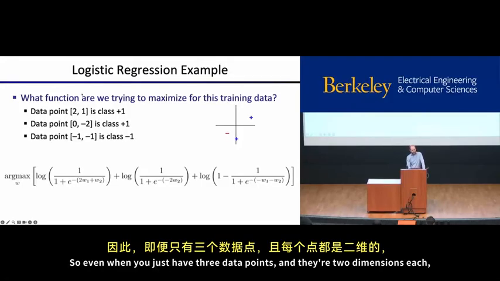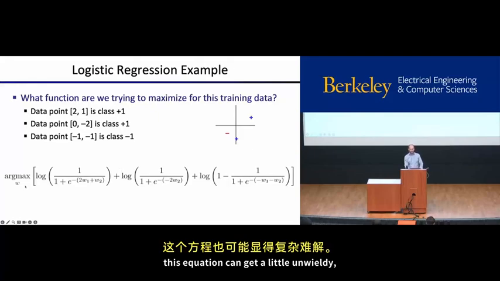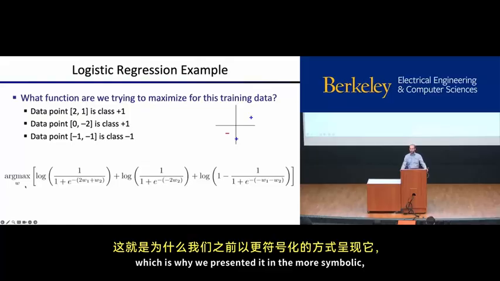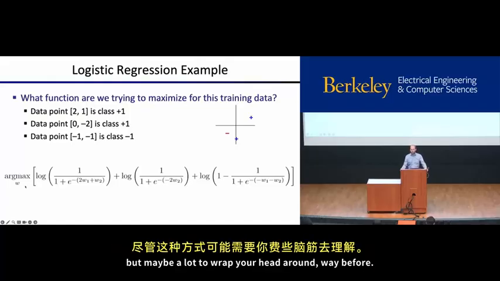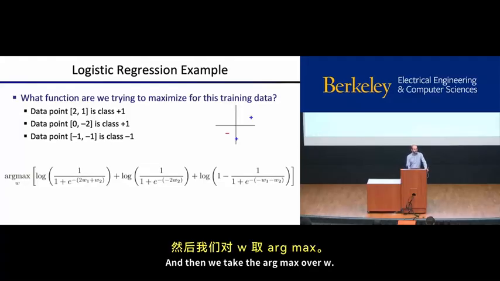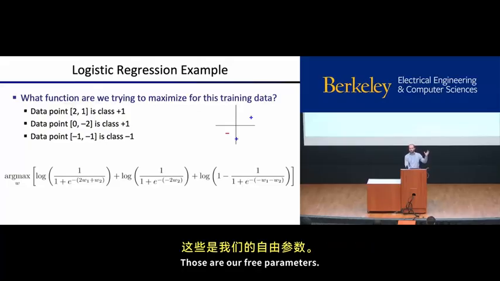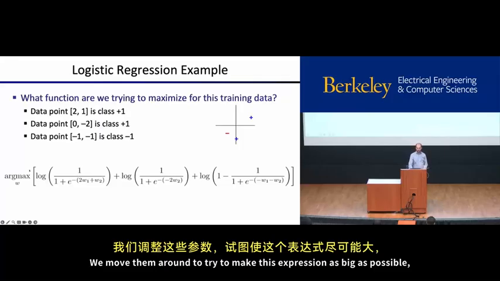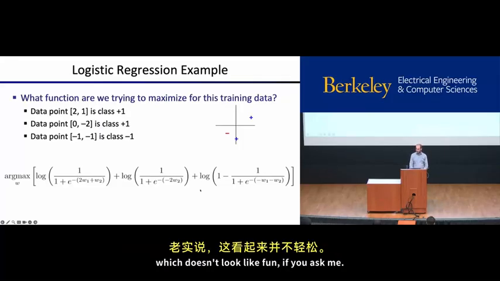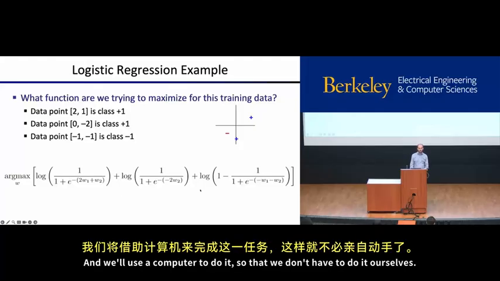So even when you just have 3 data points, and they're 2 dimensions each, this equation can get a little unwieldy, which is why we presented it in the more symbolic, but maybe a lot to wrap your head around, way before. And then we take the argmax over W. So this is an argmax over both the value of W1 and the value of W2. Those are our free parameters. We move them around to try to make this expression as big as possible, which doesn't look like fun, if you ask me. But that's what we're trying to accomplish, and we'll use a computer to do it so that we don't have to do it ourselves.